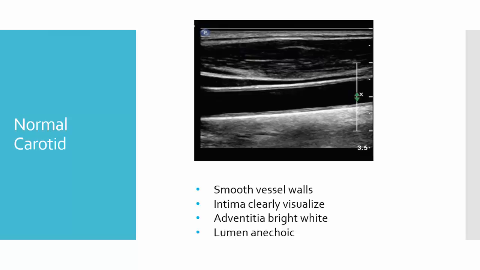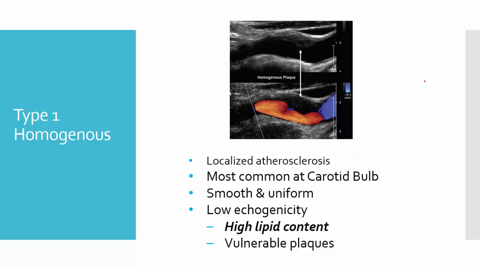Let's have a look at a normal carotid. It has smooth vessel walls. The intima is clearly seen. The adventitia on the outside is quite bright, and the lumen through the center is anechoic. Let's have a look at an abnormal finding.